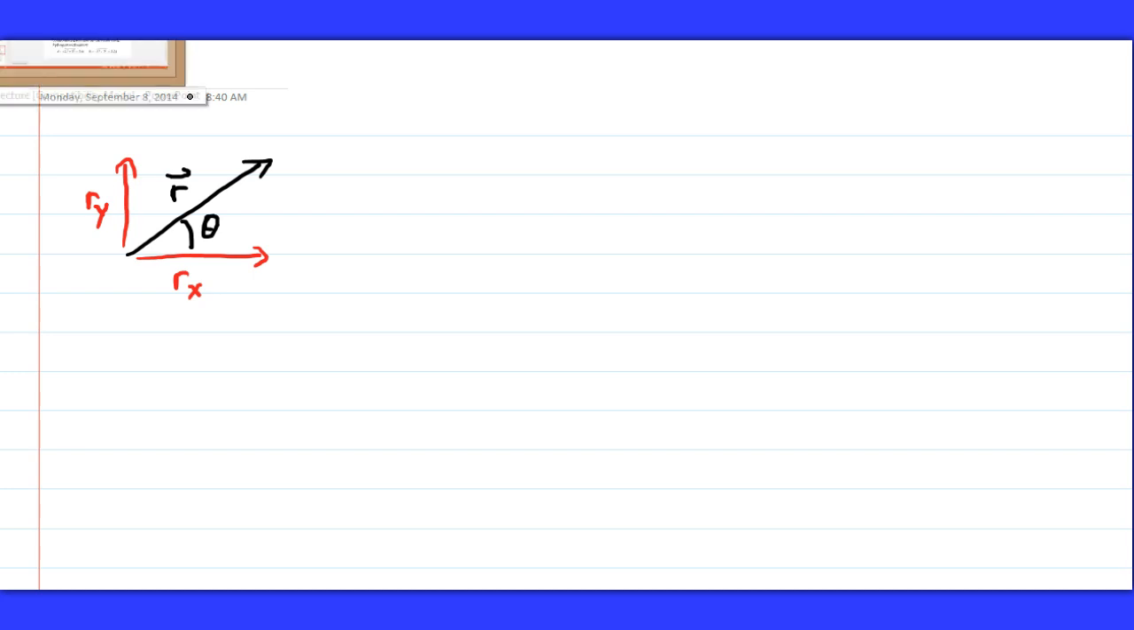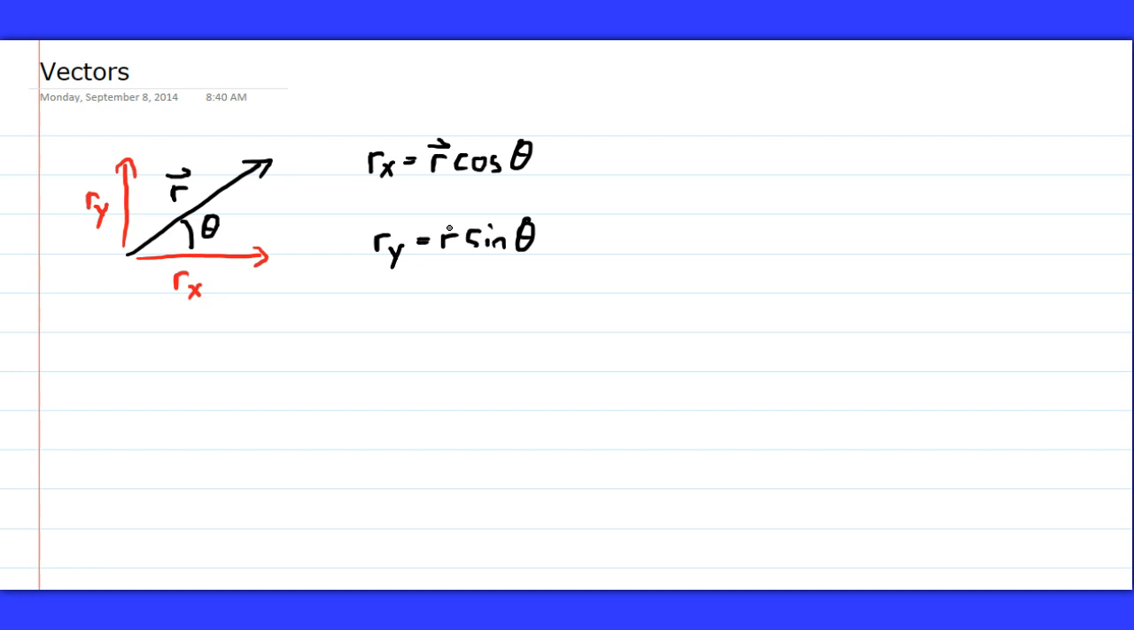And so to actually solve for the different components, we can say rx will equal vector r times cosine theta, and ry will equal r sine theta. So notice I use small arrows above the r to indicate that r is in fact a vector quantity.